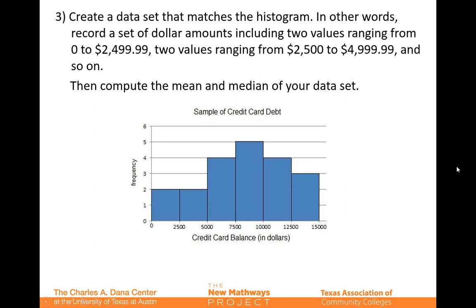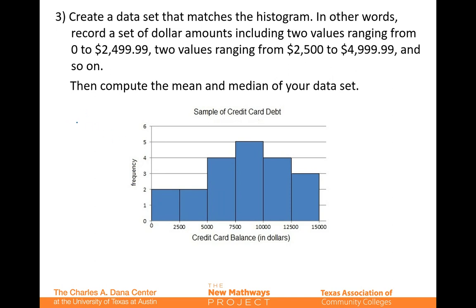It says create a data set that matches the histogram. In other words, record a set of dollar amounts including 2 values ranging from 0 to 2,500 and 2 values from 2,500 and so on. Then compute the mean and the median of your data set. All right, this is kind of a big project. We're going to try and do it. We're going to have 20 data points.